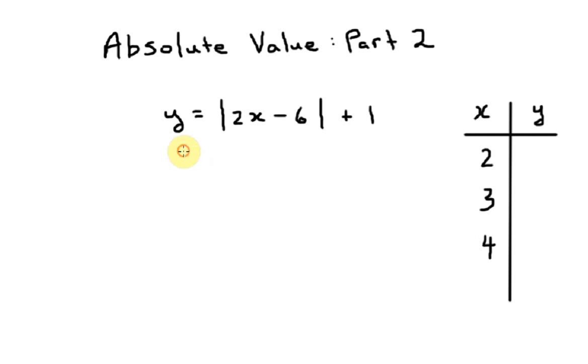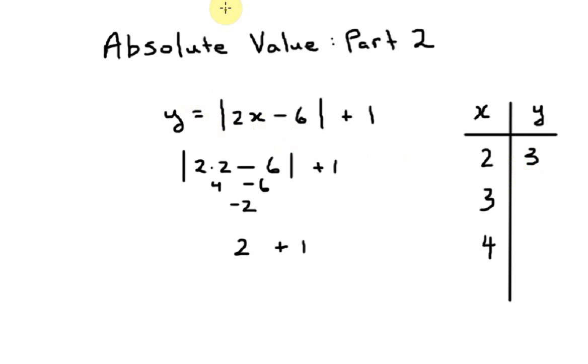If we plugged in the 2, we'd have the absolute value of 2 times 2 minus 6 plus 1. Now this would be 4 minus 6, so that would become a negative 2, but remember, you're absolute valuing it. So that becomes positive 2 plus 1. So it looks like the y value is 3. Okay, so I'm just going to clear this away.